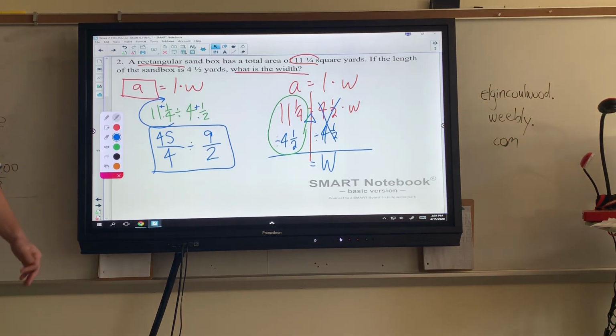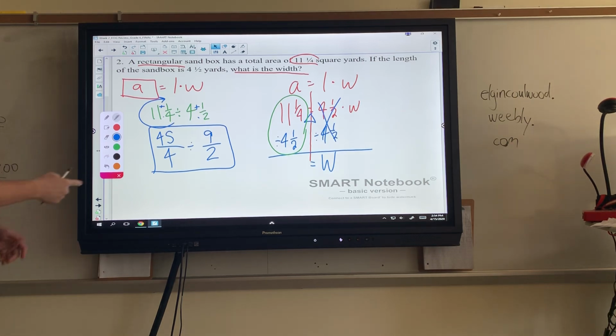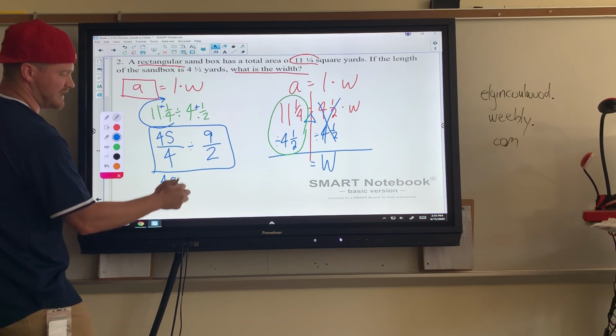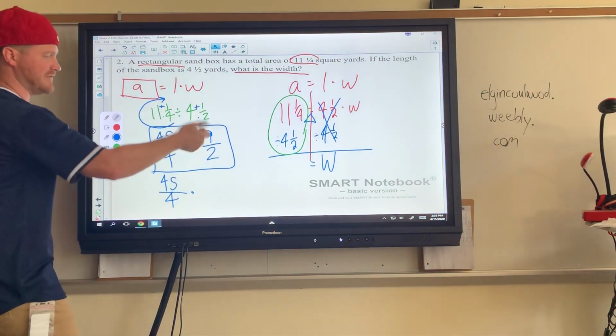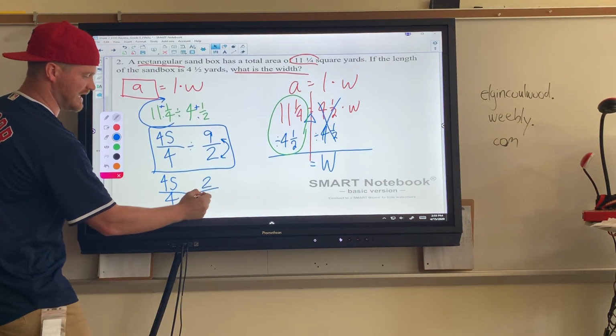Now when we divide fractions, remember, going way back, dividing fractions, we got to keep, change, flip. So we keep the first one, so this is 45 over 4, change division to multiplication, and we flip this, so 9/2 is actually going to flip to 2 9ths.